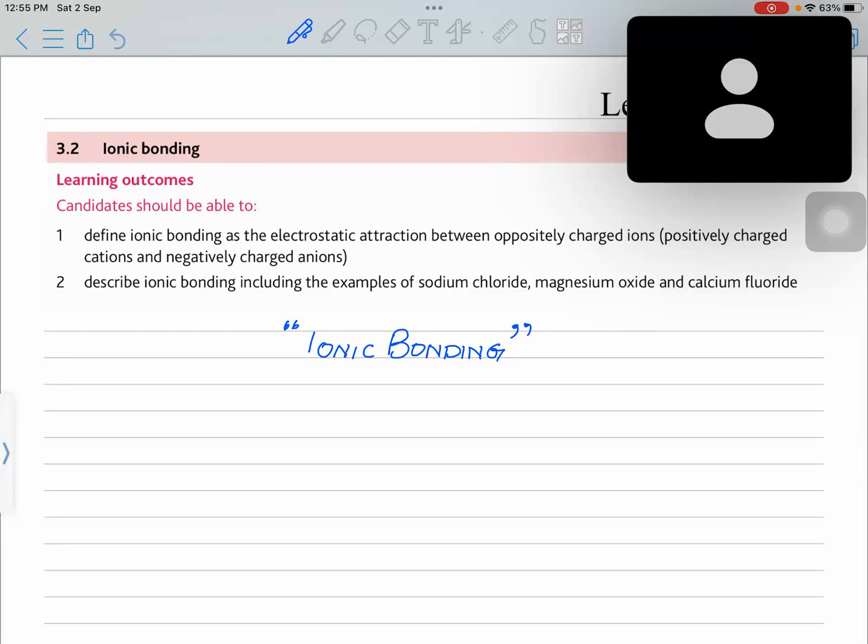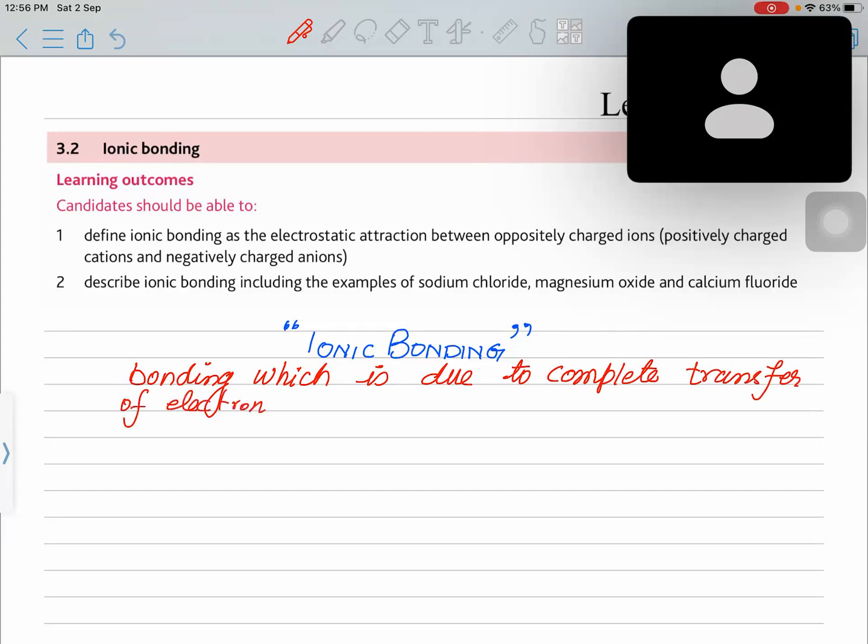So ionic bonding is the bonding which is formed due to complete transfer of electron. Complete transfer of electron. Such type of bonding is called ionic bonding.